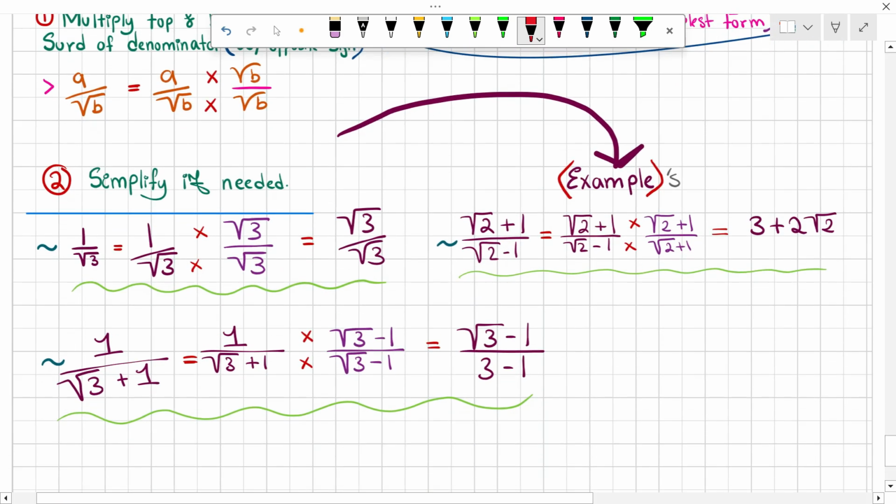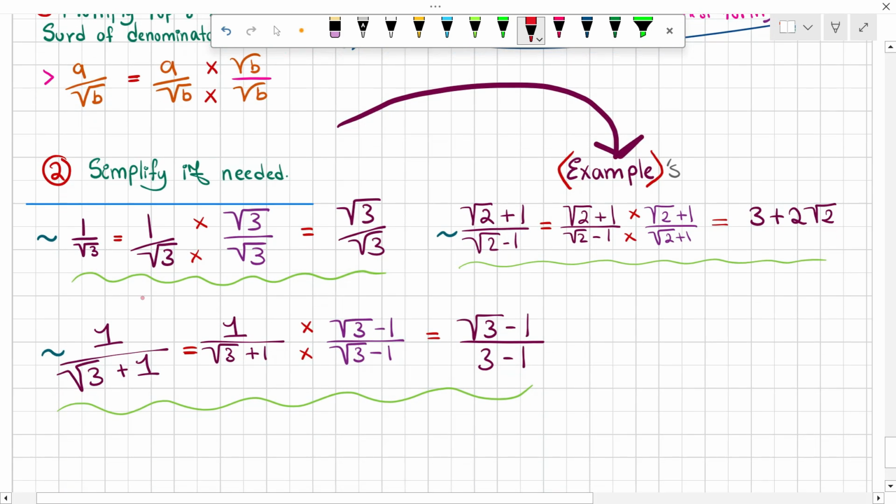So let's take some examples here. For example, 1 over root 3 plus 1. This fraction is not accepted because root 3 is a surd. So to get rid of root 3, we multiply the fraction up and down with the denominator with the opposite sign. Here we have positive, so we're going to multiply by negative. So times root 3 minus 1 over root 3 minus 1. 1 times root 3 minus 1 is root 3 minus 1.